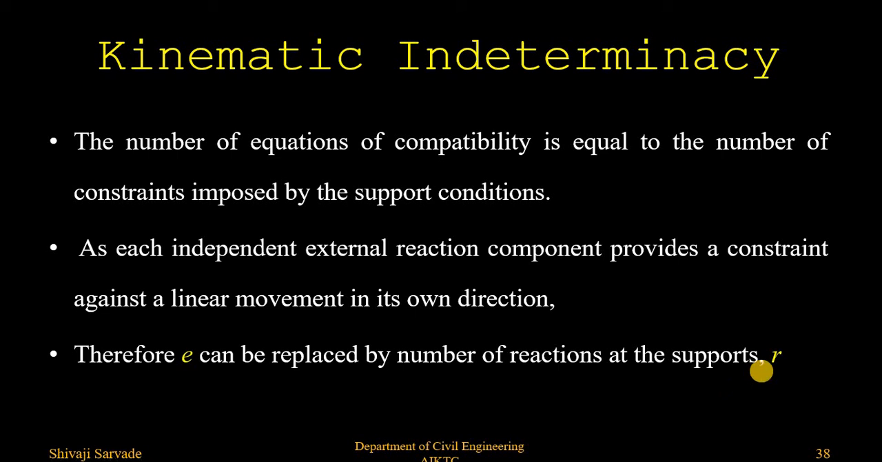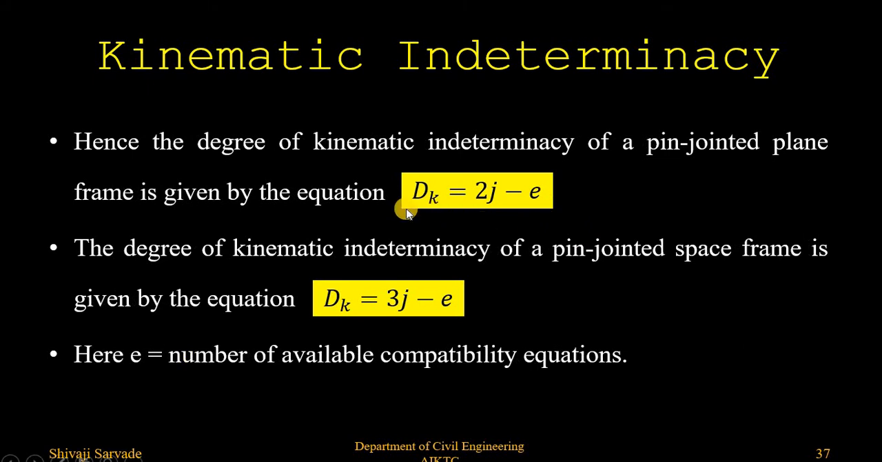So you can simply replace it here and you can find the expression for degree of kinematic indeterminacy for a pin-jointed structure is 2j minus e. But I would rather suggest you to analyze the structure based on the degrees of freedom at the joint. You just visualize what is the possible displacement at every joint instead of using the formula.